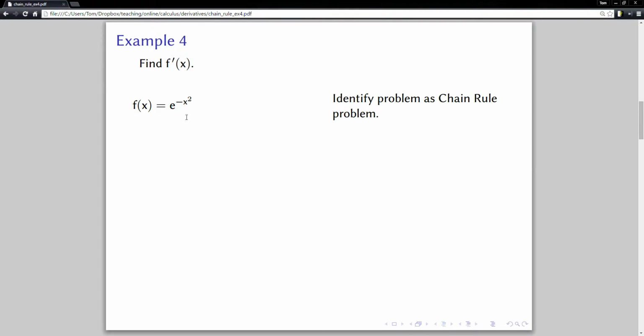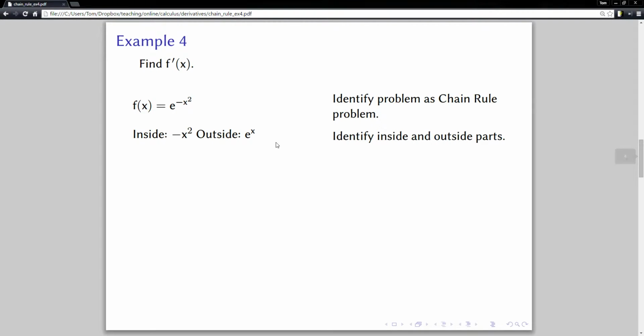For exponential functions, sometimes it's a little bit tricky for people. The main thing to remember is that the exponent is usually the inside part for these problems. So in this one, for instance, if we had just e to the x, if we just had x up here instead of minus x squared, then the derivative would just be e to the x, and we wouldn't have to use the chain rule at all. But up here the exponent is more complicated than just x. So it is a chain rule problem.